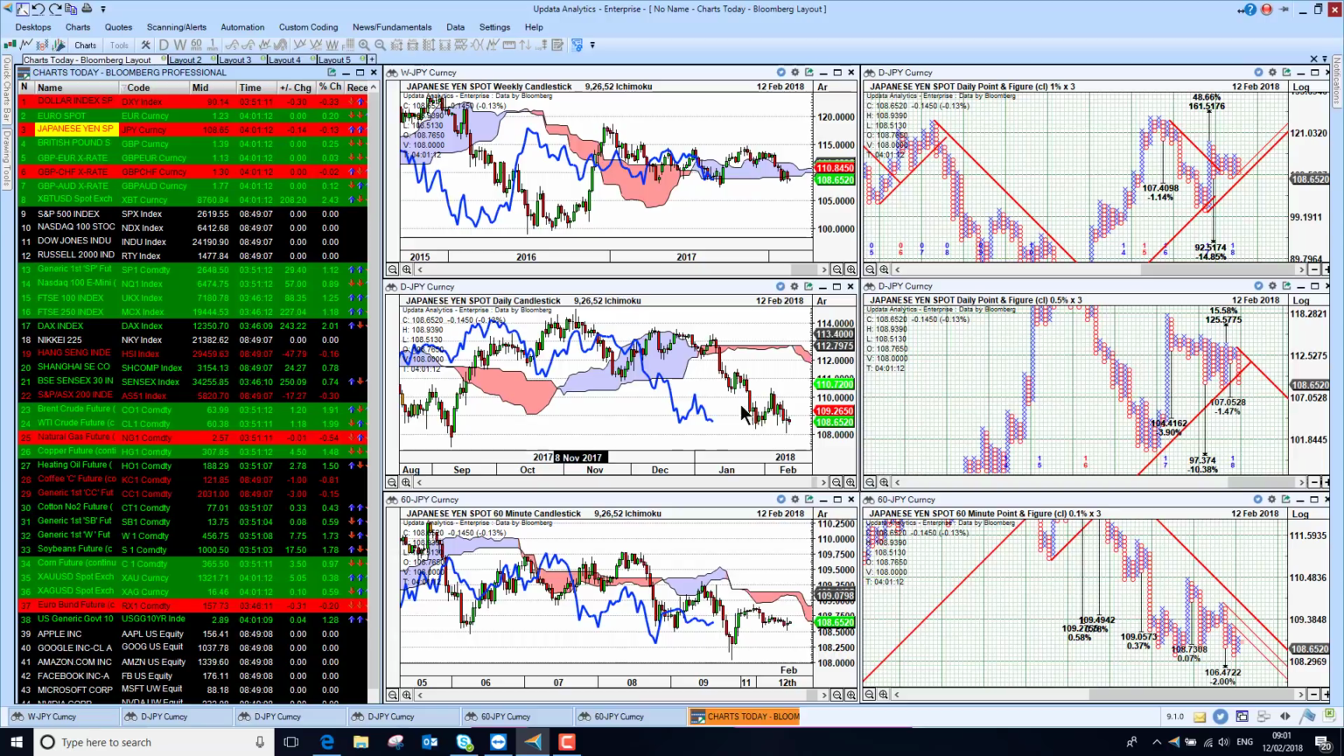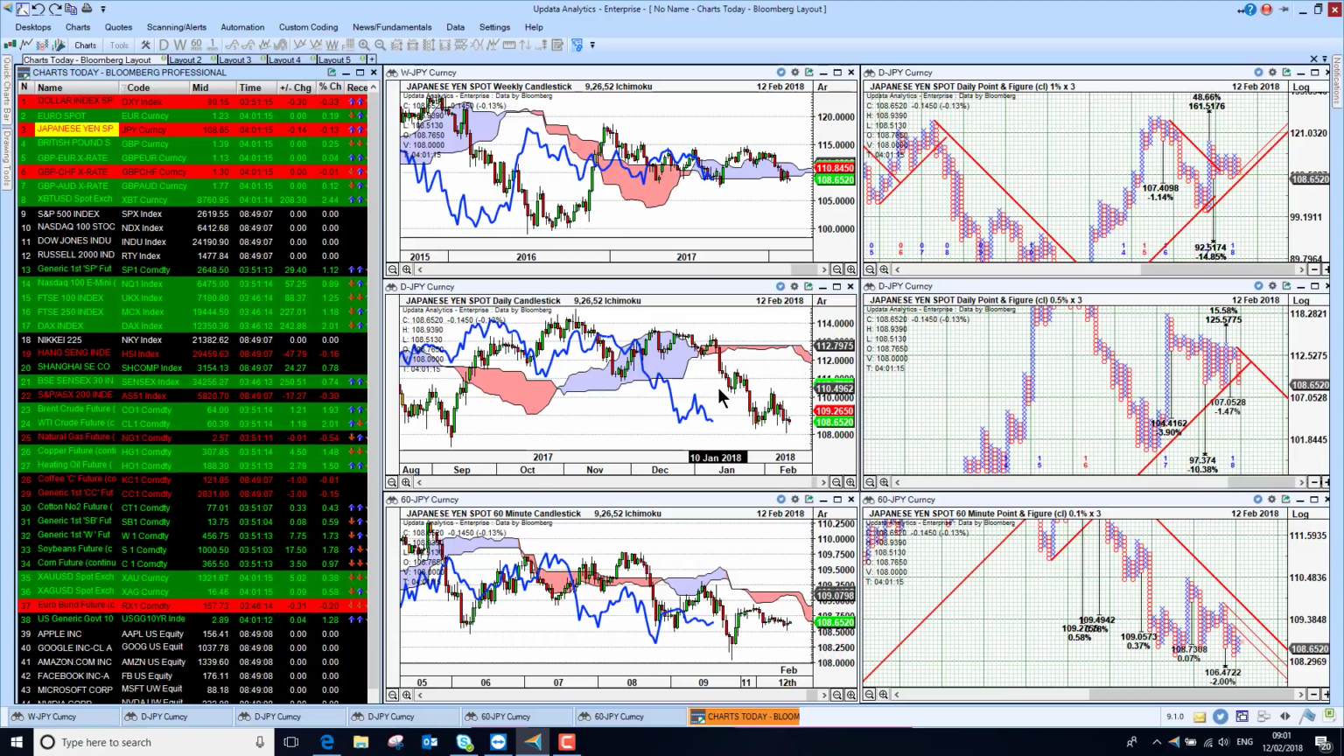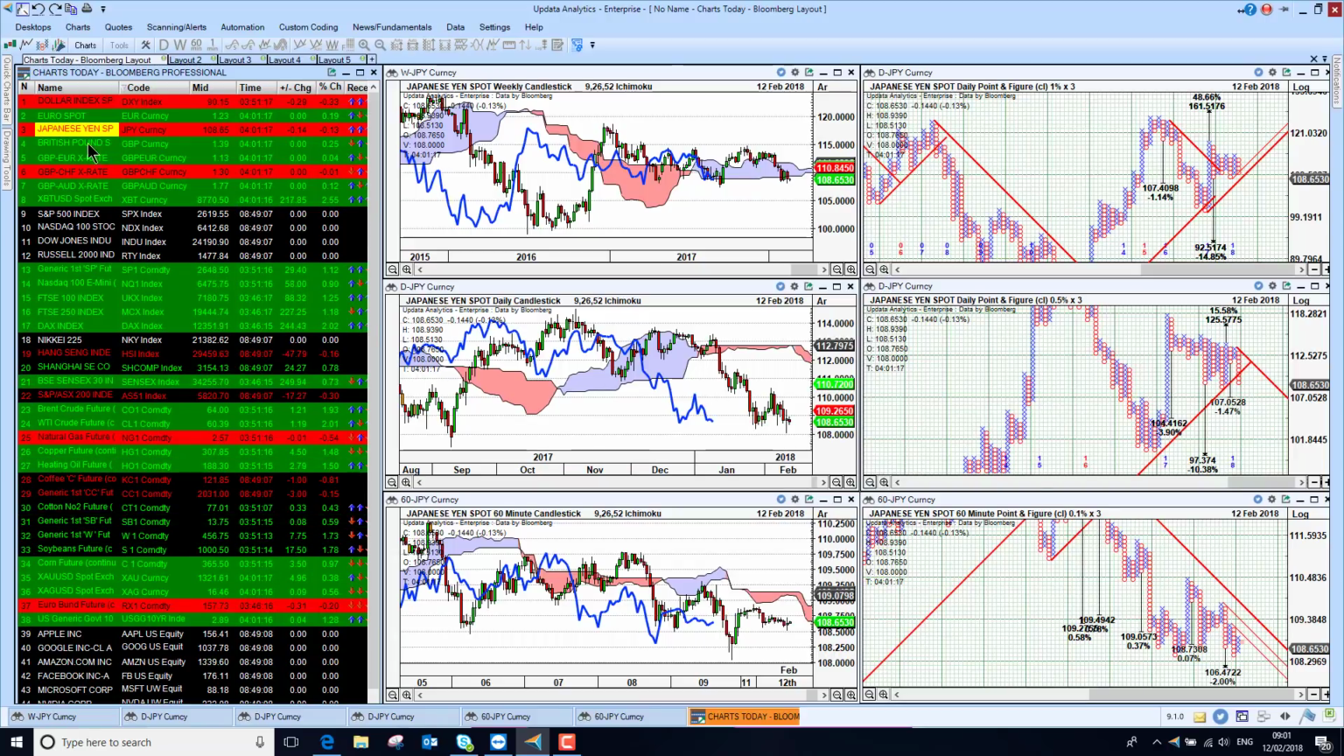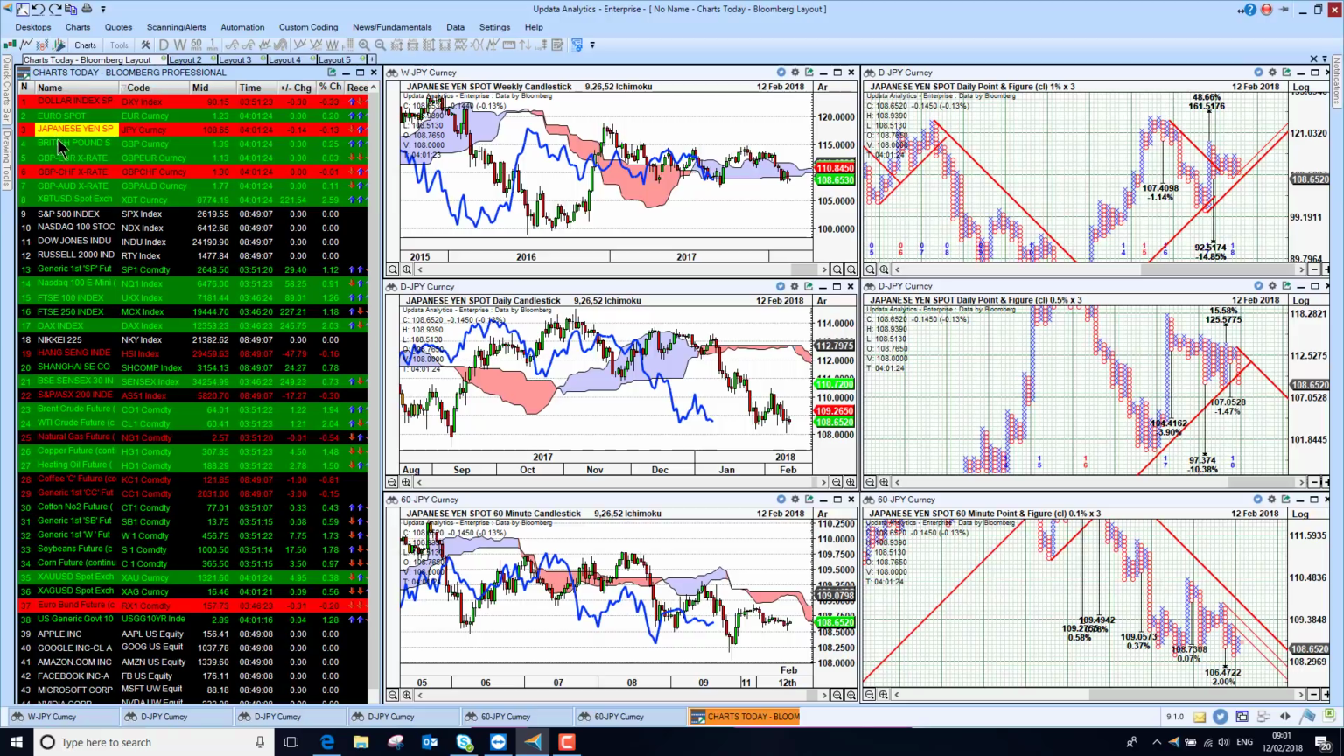Japanese yen, we see here dollar just weakening. So yen has been a beneficiary of the turmoil last week. It tends to be a safe haven for a flight to quality. So Japanese yen is just showing its strength there.